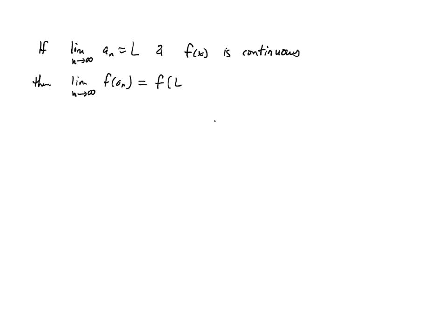It says that if the limit as n goes to infinity of a_n equals L, so if I start with a nice convergent sequence, and I have a continuous function f of x, then I can modify that sequence that I started with and consider the limit as n goes to infinity, not of a_n, but of f of a_n. And the conclusion is that this will be f of L. Now, it may not be particularly nice to remember it in this form. The form I like to remember it is that the limit as n goes to infinity of f of a_n is the same thing as f of the limit as n goes to infinity of a_n. And again, this assumes that f is continuous.